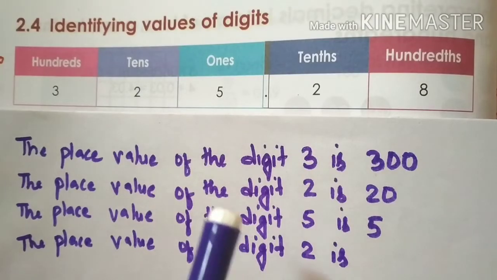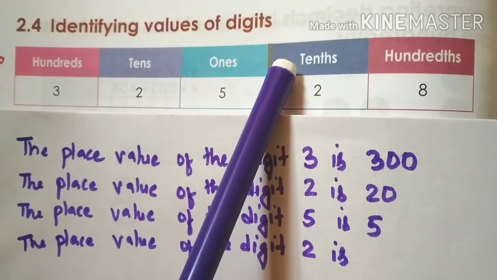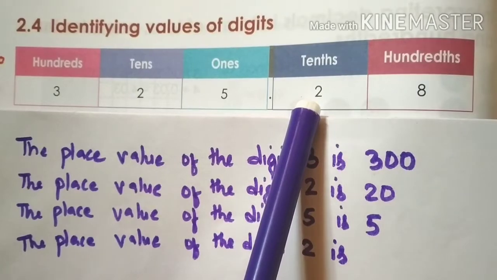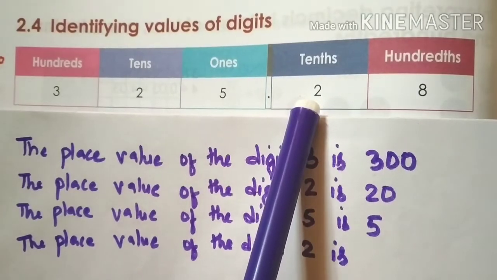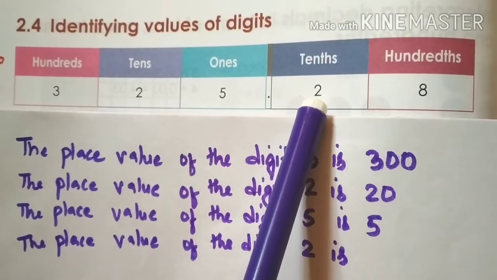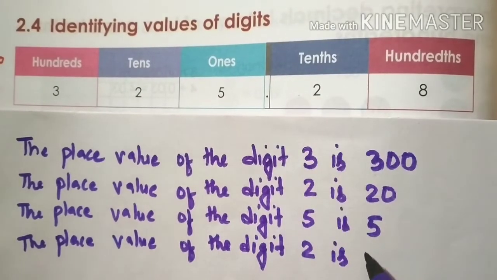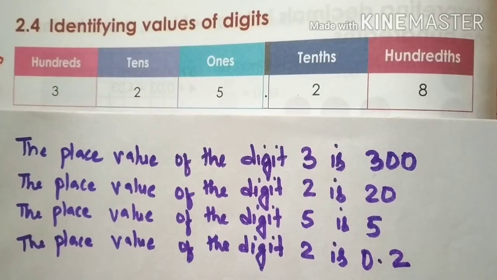Students, which digit is in the tenths place? The digit 2 is in the tenths place. And what is the place value of the digit 2? The place value of the digit 2 is 0.2.